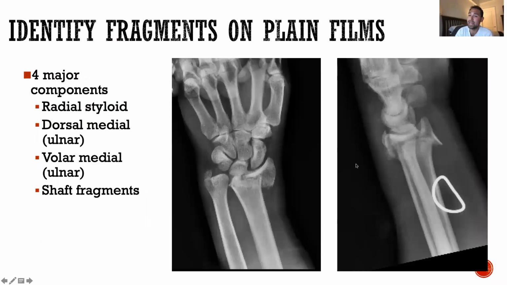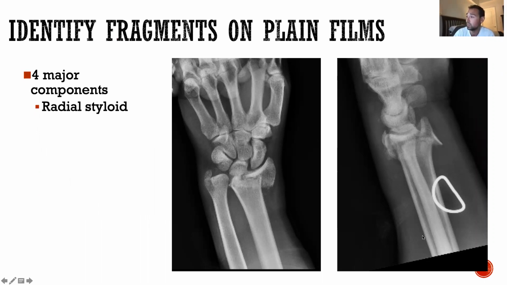So I think a really good exercise to do is to try and identify fragments on plain films. So I gave you guys here an AP and a lateral view of a comminuted intra-articular distal radius, and we should see if we can break down what each one of these are. So looking first at the radial styloid, this one's probably the easiest. It's this big chunky piece coming off the side, and if you look at it on the lateral, it's this flared wide part at the end.